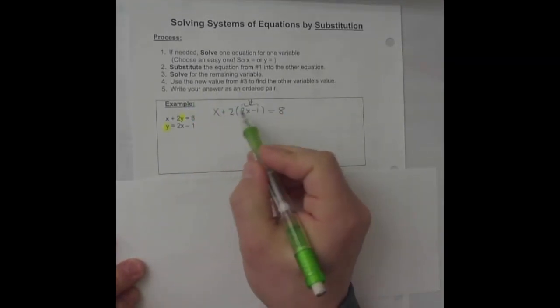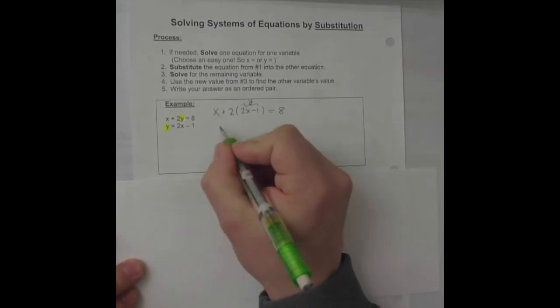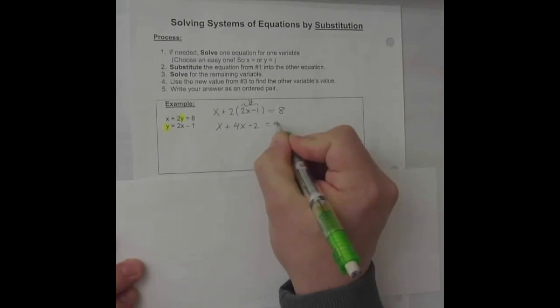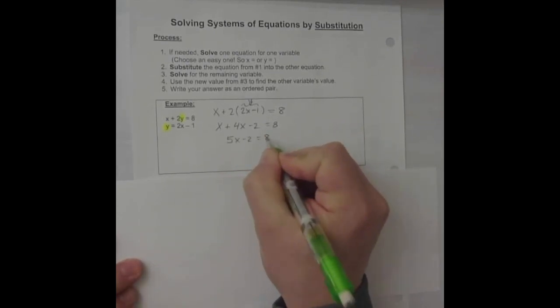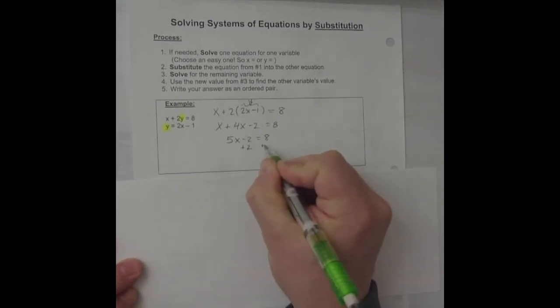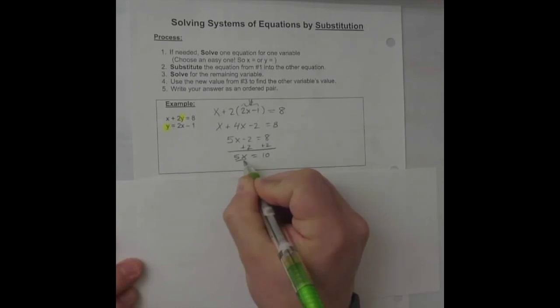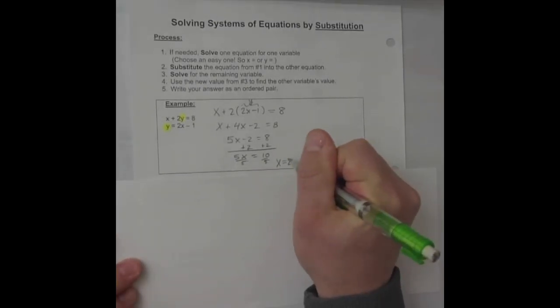So notice, we no longer have an x and a y, we only have an x. And so we're going to solve. Distribute. We get 5x minus 2 equals 8. Add 2 to both sides. 5x equals 10. Divide by 5. And so we get x equals 2.